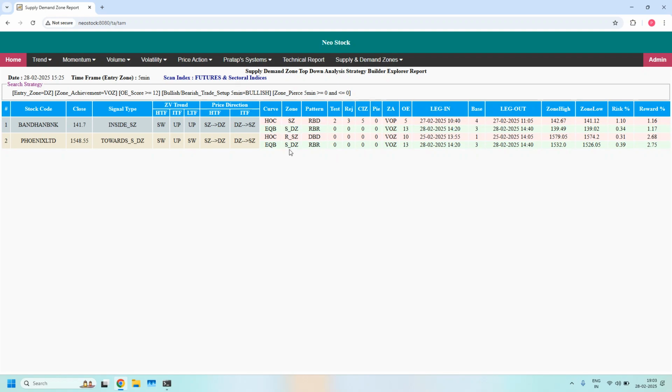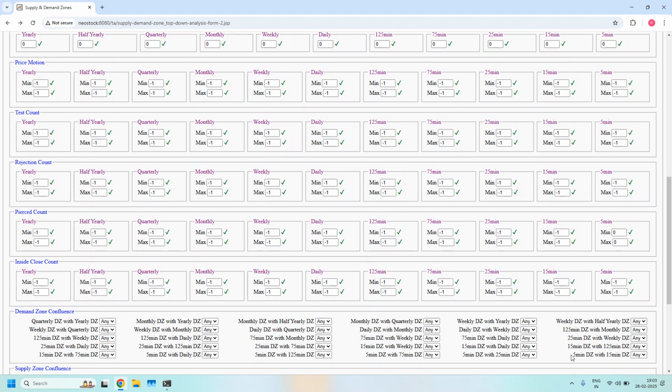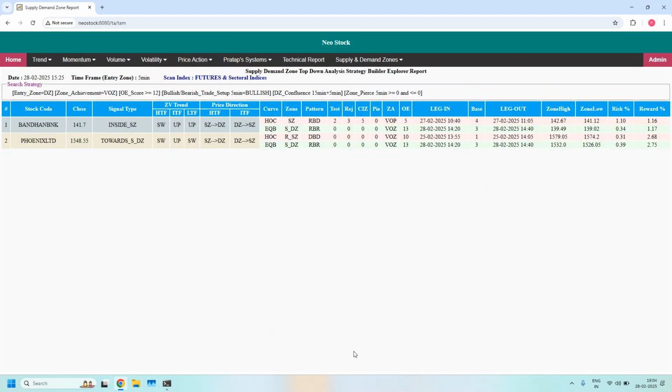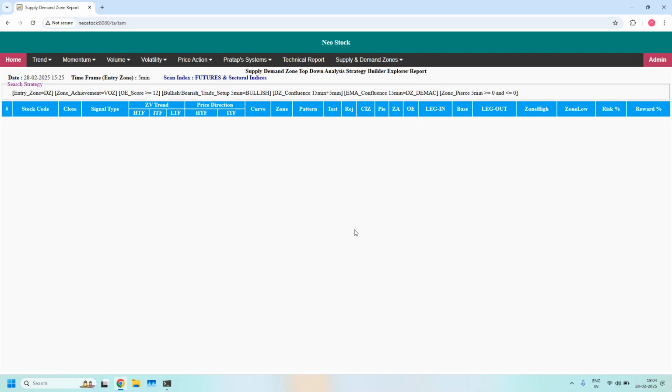Let's check if any of these demand zones have ITF's demand zone confluence. That is 5 minutes demand zone with 15 minutes demand zone confluence. I am enabling the filter. With this filter, both the stocks are filtered. That means in both the stocks, these 5 minutes demand zones are overlapped with 15 minutes demand zone. 15 minutes trend is up, but let us check if any 15 minutes demand zone has EMA confluence, daily EMA confluence. With this filter, we did not get any stocks, no EMA confluence.